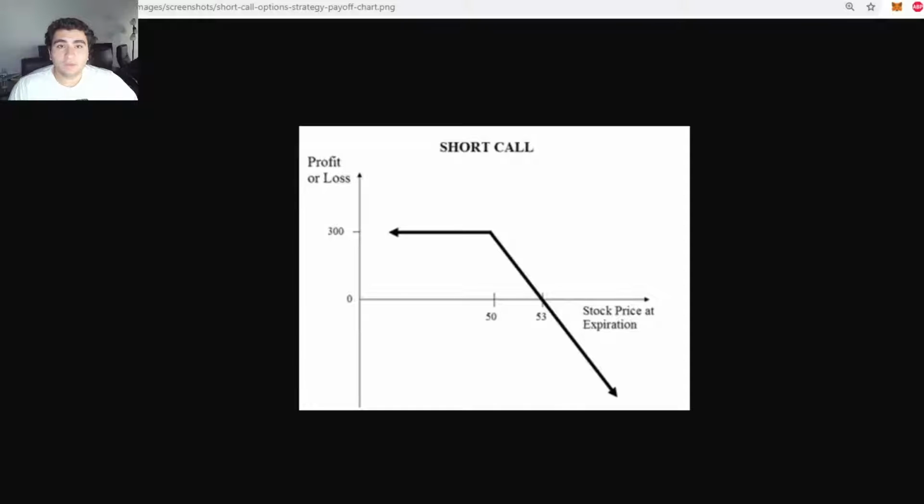Moving on to the flip side of the long call, the short call. Let's say that you want to sell the same $50 call of XYZ for the $100 premium that we used in the previous example. By selling the $50 call, you have the obligation to sell 100 shares of XYZ at $50 a share if the option is exercised before the expiration or if your call is in the money at expiration.